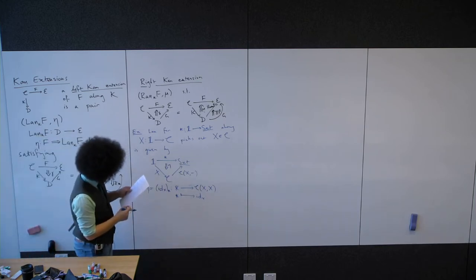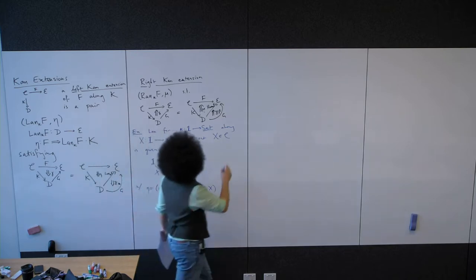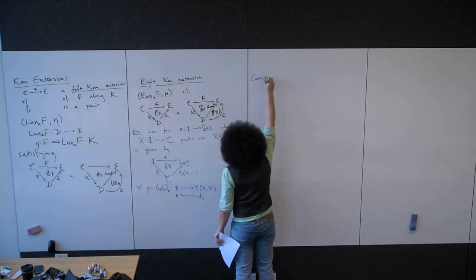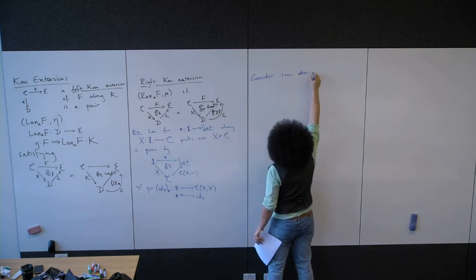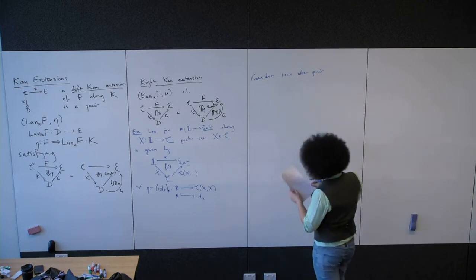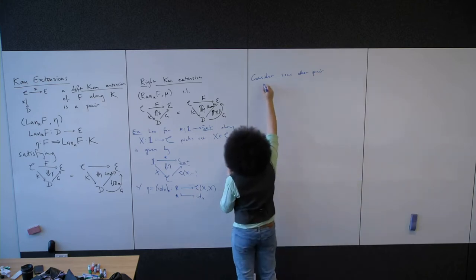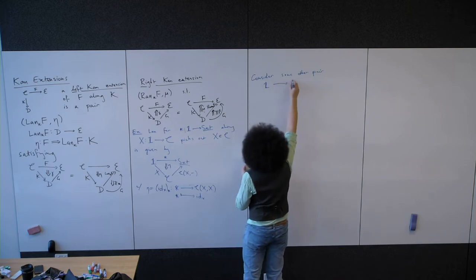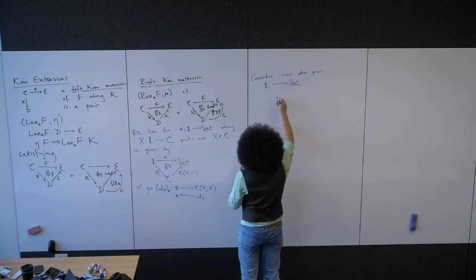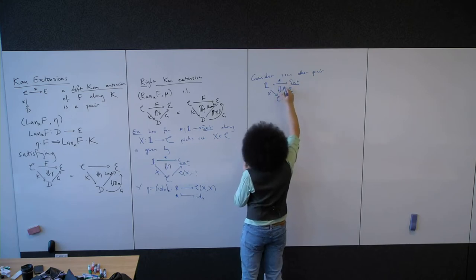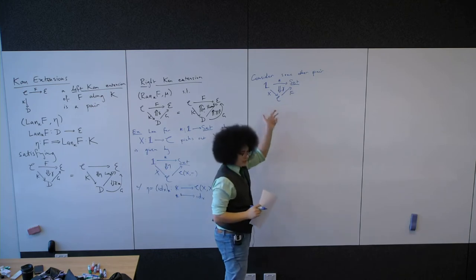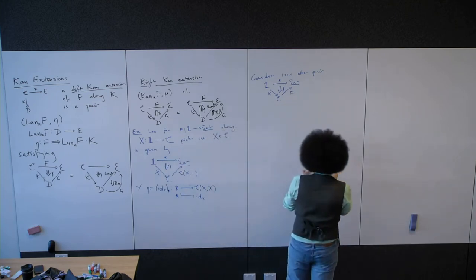All right, so let's consider some other pair. So some other pair is going to be an extending functor F together with a natural transformation from star to F composed with X. Okay.